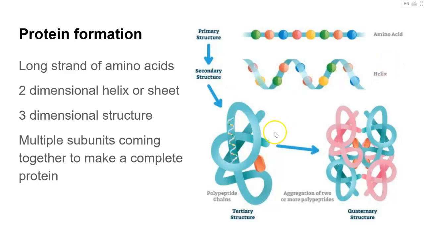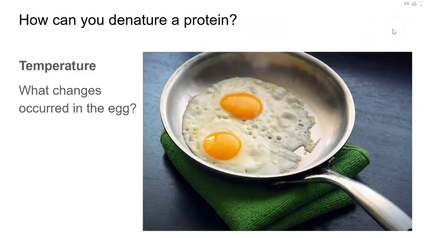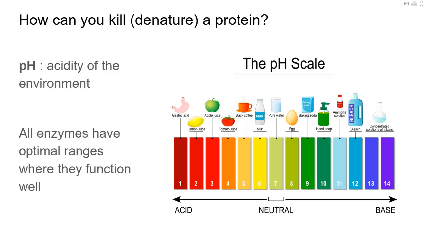Okay, so it is no longer one of these guys. It's not functional anymore. We essentially killed all the interactions between these molecules, and so you have a bunch of denatured proteins in this frying pan. Okay. Another way that we can denature proteins is by changing the acidity of the environment.